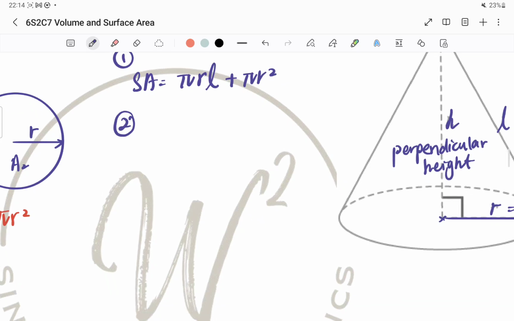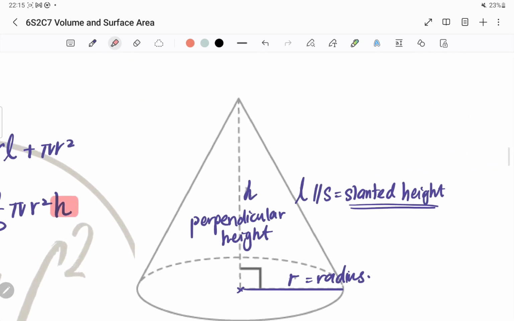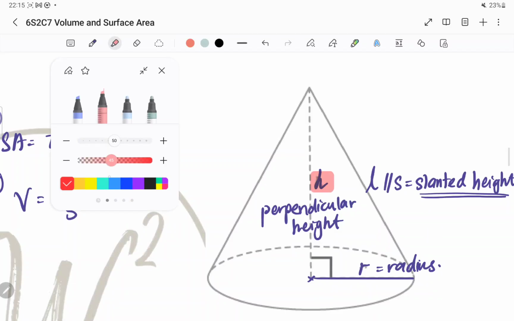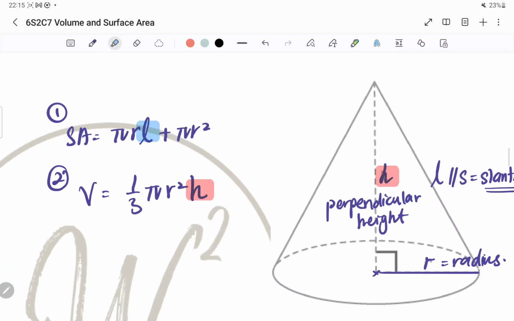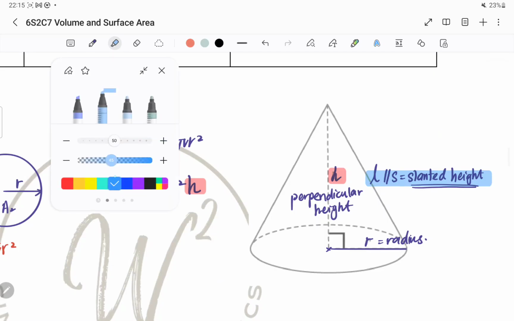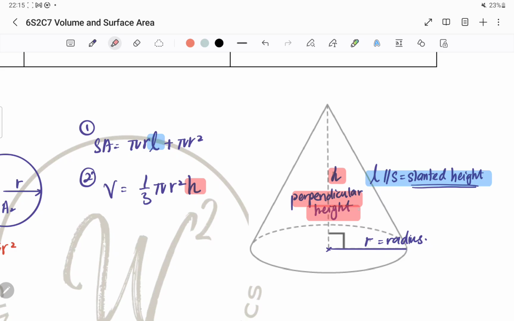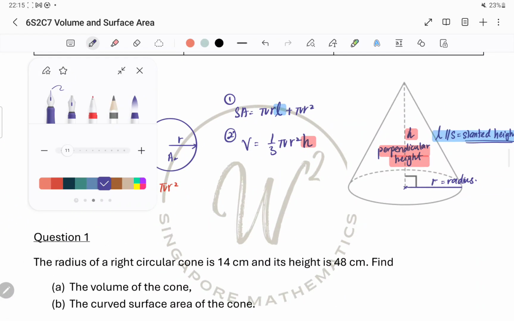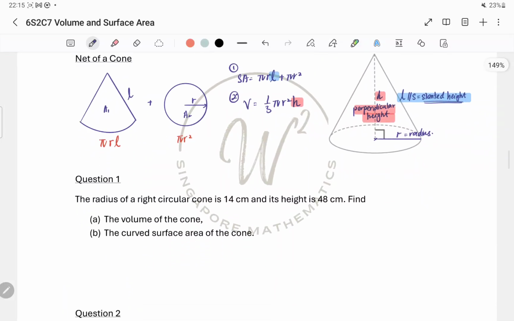For the volume of the cone, you always need to remember it is 1/3 pi r squared h. Be careful, we are using the perpendicular height. It's no longer the slanted length. If you are finding the surface area, then the one we are using is the slanted height. So be careful which one you are using. These two formulas are the core of remembering how to solve questions with a cone.